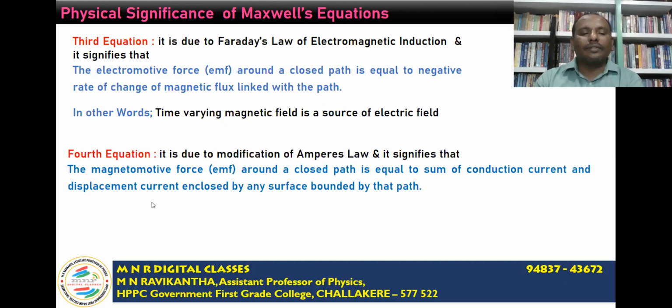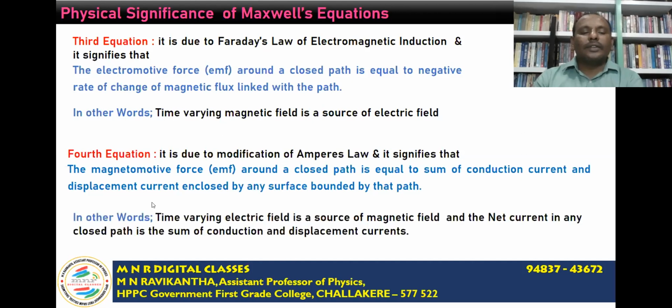Now let us understand the significance of the fourth equation. This equation is due to the modification of Ampere's law by Maxwell, and it signifies that the magnetomotive force, MMF, around a closed path is equal to the sum of conduction current and displacement current enclosed by any surface bounded by that path. In other words, we can understand that a time varying electric field is a source of magnetic field, and the net current in any closed path is the sum of conduction and displacement currents.